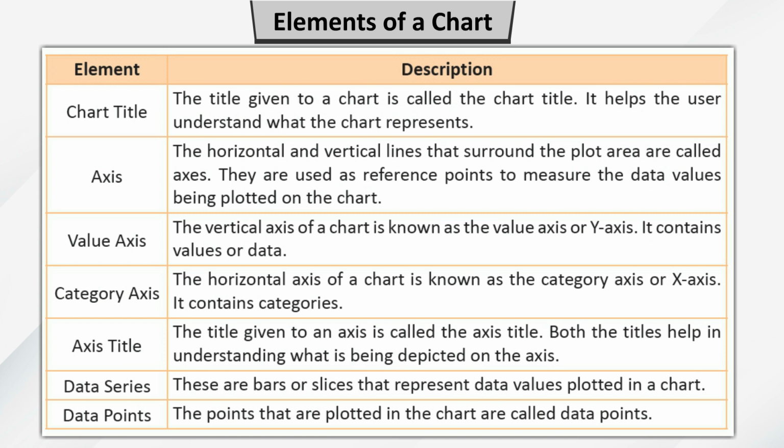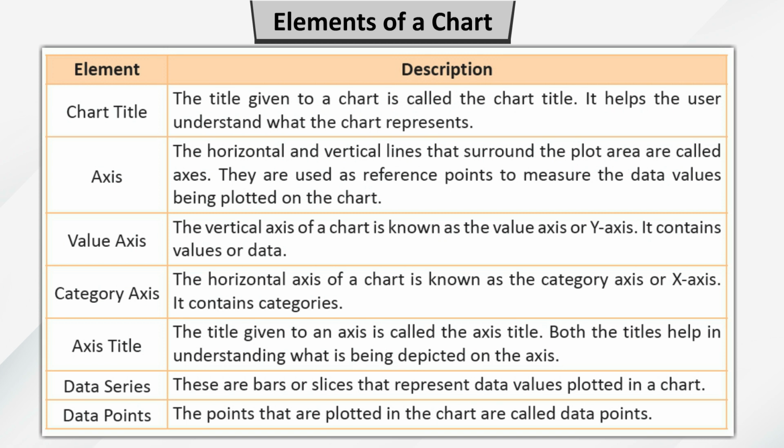Value axis: the vertical axis of a chart is known as the value axis or y-axis. It contains values or data. Category axis: the horizontal axis of a chart is known as the category axis or x-axis. It contains categories. Axis title: the title given to an axis is called the axis title. Both the titles help in understanding what is being depicted on the axis.